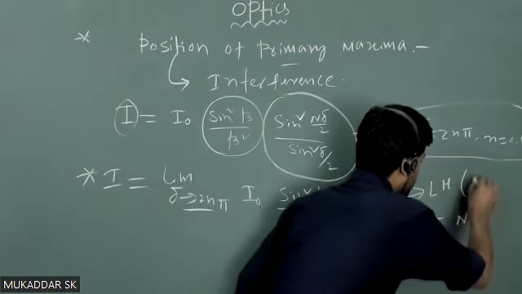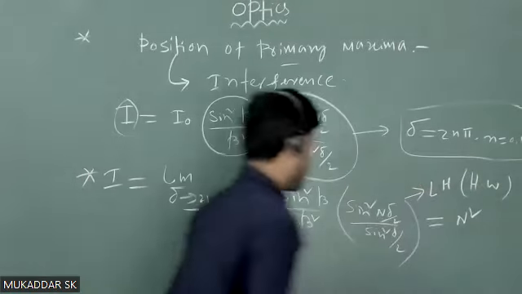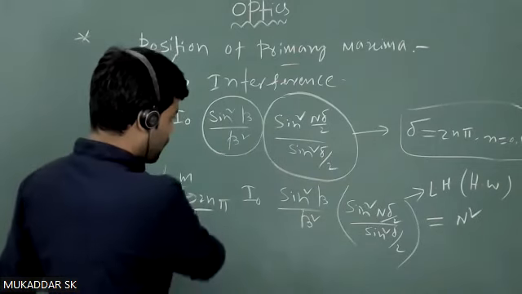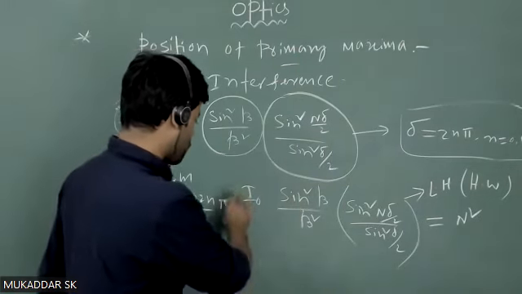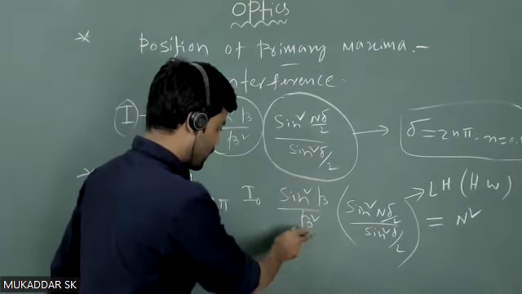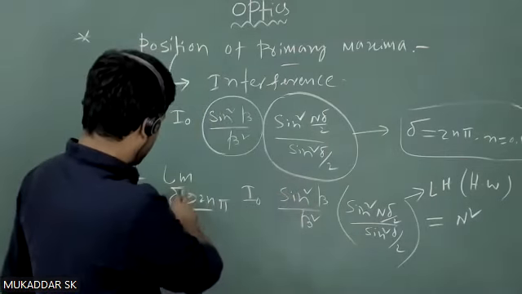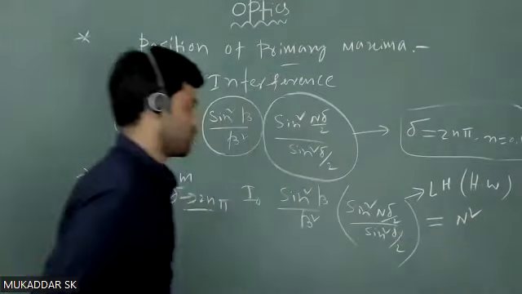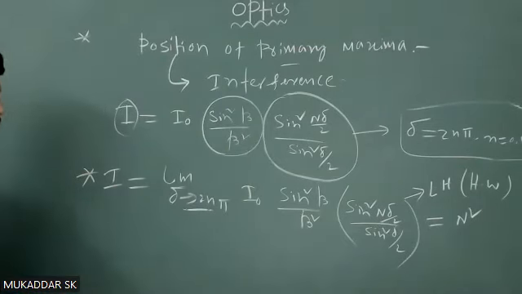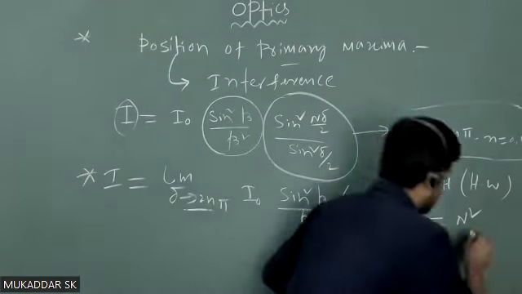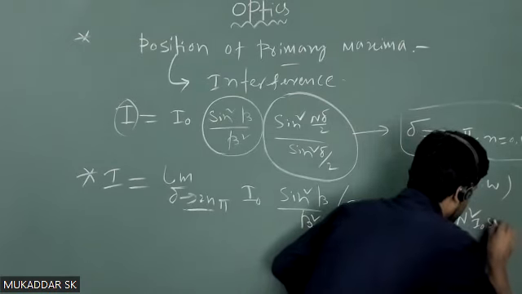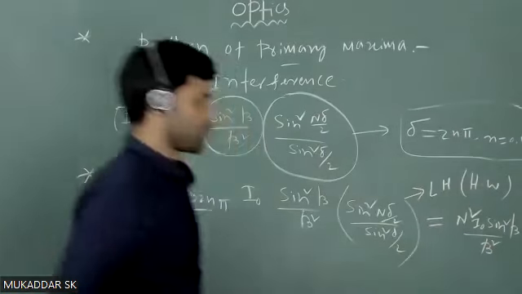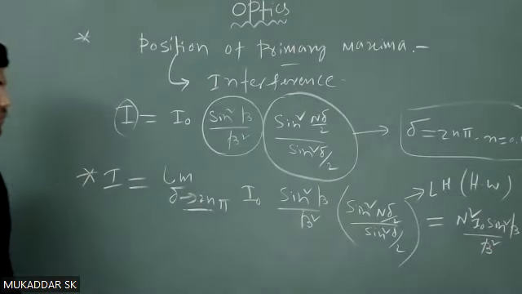So this is your homework. Please do this homework. You have to prove that when delta tends to 2n pi, you will get I equals n square I naught sine square beta by beta square. So you have to prove that this term will give the value n square. So I will basically be n square I naught, then sine square beta by beta square. Is this part clear, what I'm saying?